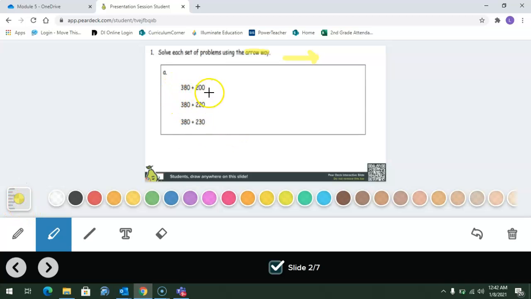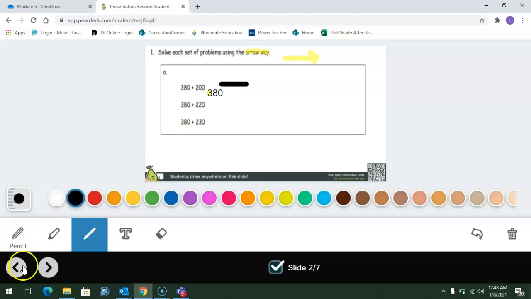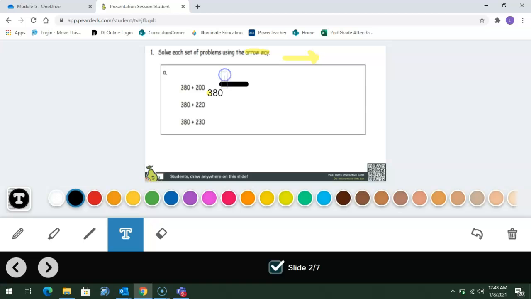First thing, it says 380 plus 200. I click on my text. I write 380, click on the line. I put a little line. Click on the text. And I write plus 200. And 380 plus 200 is? Yes, 580. So I write it right here. I'm done with the first one.